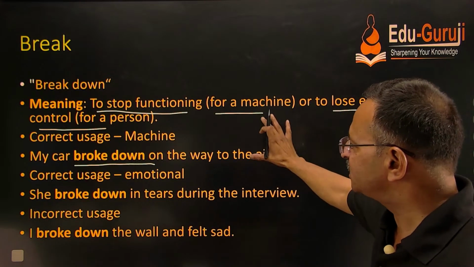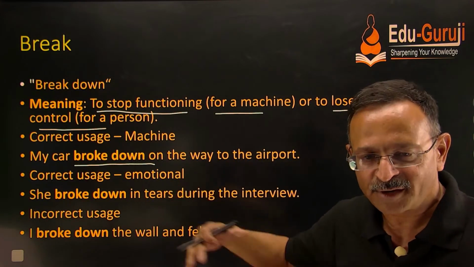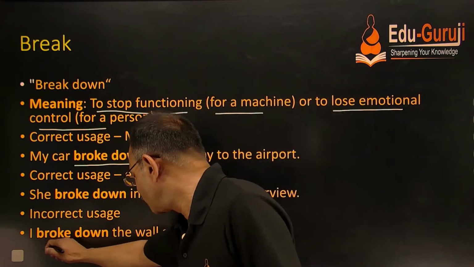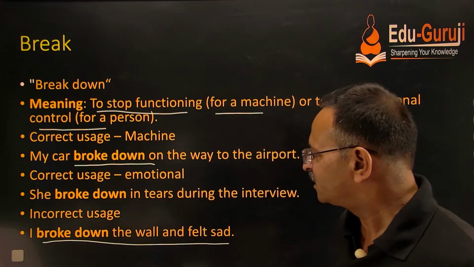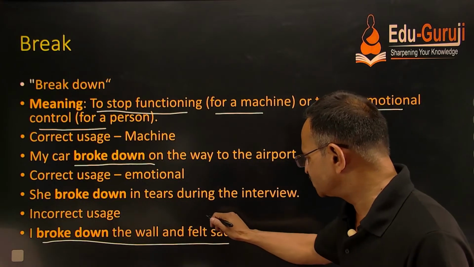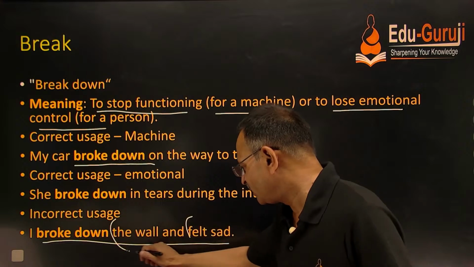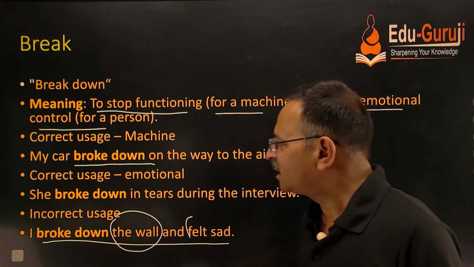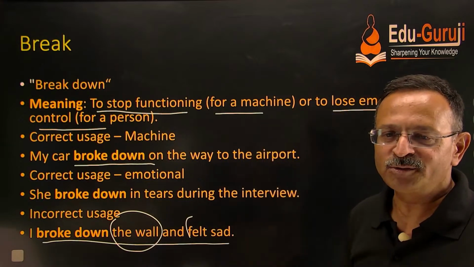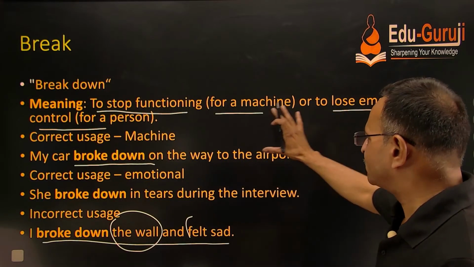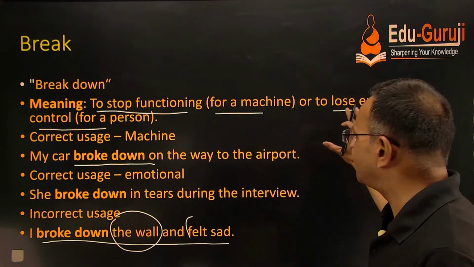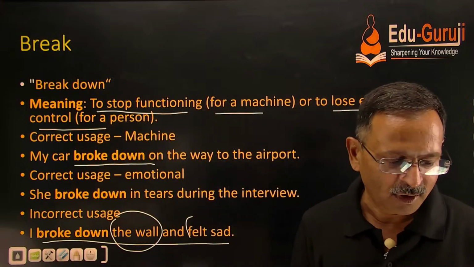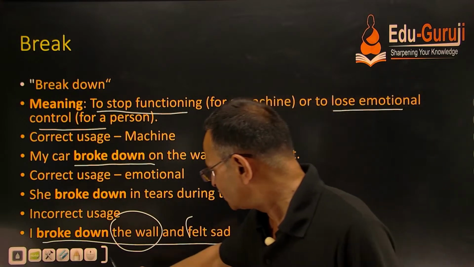So again, you can see that the same word we are using in a different way, right? But if we use I broke down the wall and felt sad, we cannot use broke down with the wall, and we cannot feel sad about it, right? So we use breakdown to talk about something not working and about emotional control. I hope this is quite okay for you.